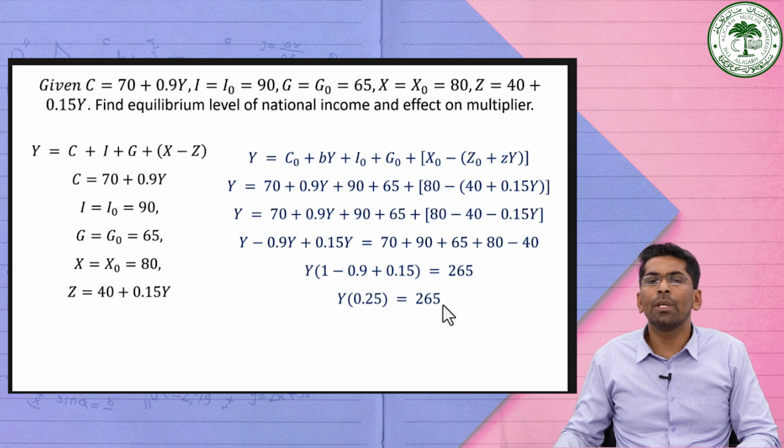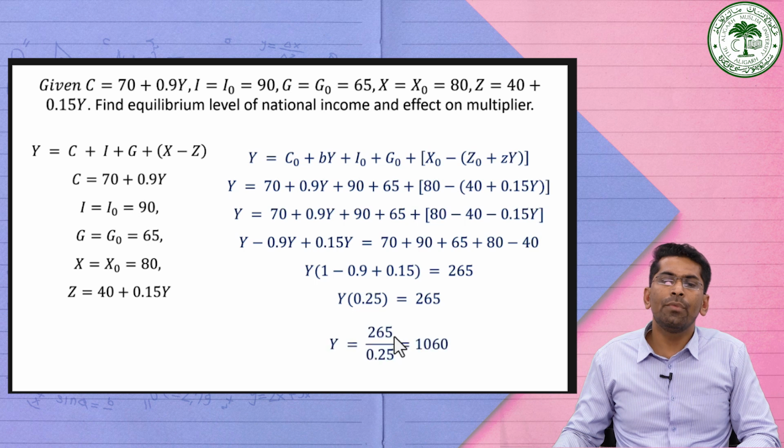Dividing both sides of the equation by 0.25, the 0.25 will be cancelled from here. 265 divided by 0.25, which is equal to 1060. So your level of income is equal to 1060.